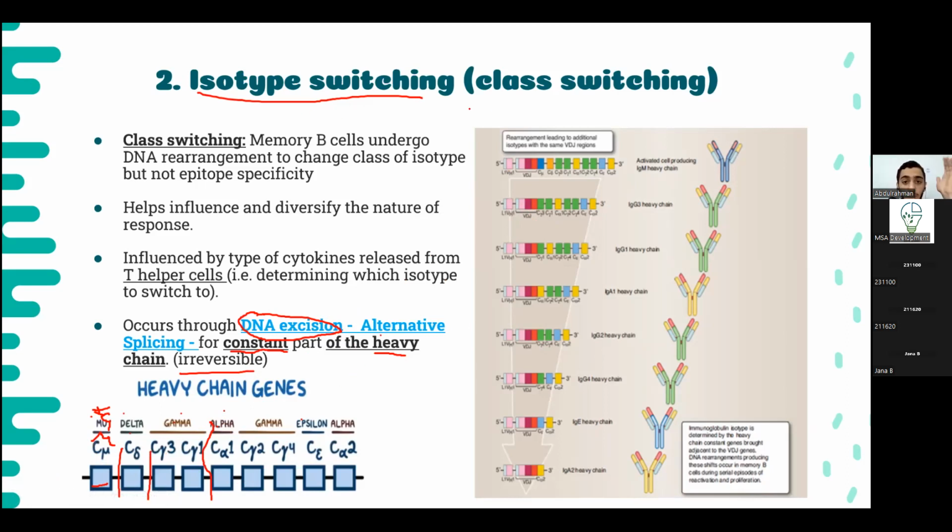So isotype switching is basically splicing or DNA excision in the constant region, because the constant region determines the type, and the heavy chain, because the heavy chain is the one that's going to be attached all the way down. The light chain doesn't really interact with much stuff. The light chain is just sitting there to help you bind stronger on the epitope. But the heavy chain is where all the changes occur. Now, this is the isotype switching.